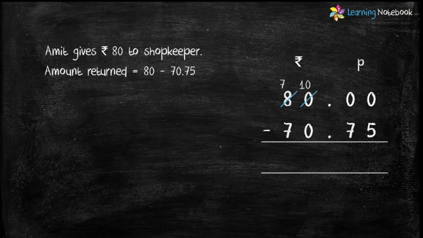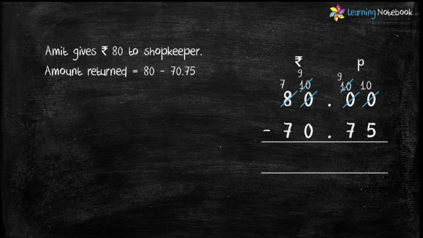Now, 10 gives 1 of its power to 0. Therefore, 10 becomes 9 and 0 becomes 10. Now, this 10 gives 1 of its power to 0. Therefore, 10 becomes 9 and 0 becomes 10.